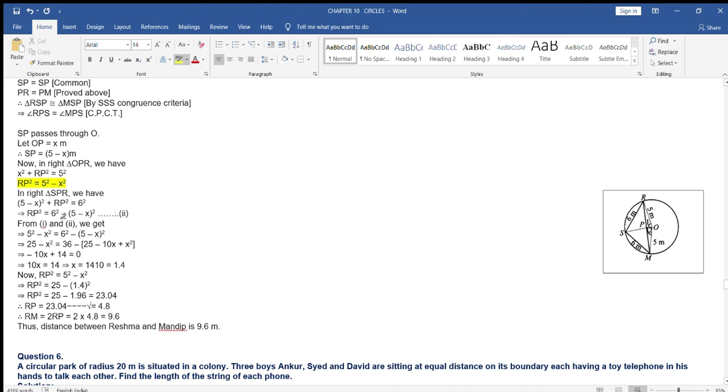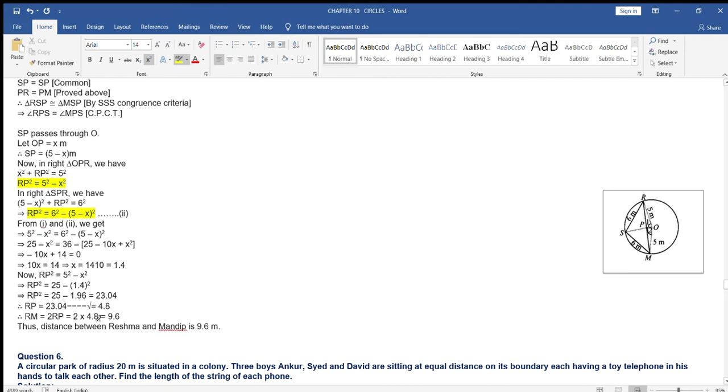Now we will equalize both of the equations. In both equations the left hand side is equal, so we will equalize the right hand side, and once we have equalized it, we find the value of X, that is 1.4. Then putting the value of X in one of the equations, we get the value of RP.